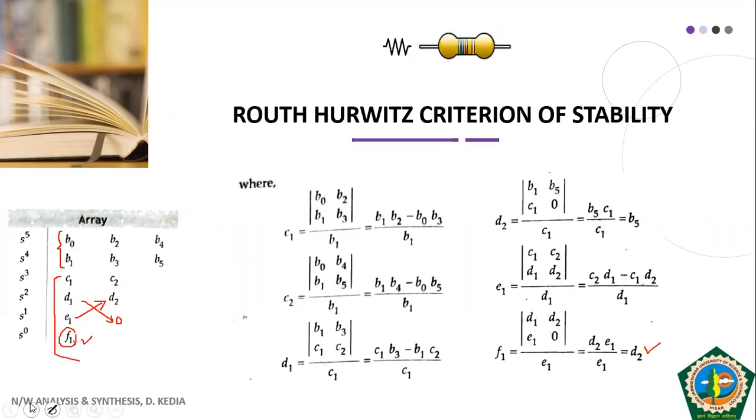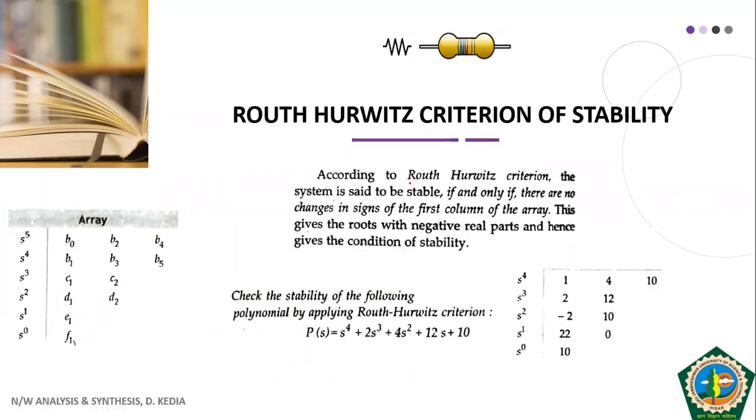So let us move forward. According to the Routh-Hurwitz criteria, the system is said to be stable, mind this thing, if and only if there are no changes in the signs of the first column of the array. So whatever coefficients you will be developing in this array, that is B0, B1, C1, D1, E1, F1, only the first column. The coefficients in the first column should not have any sign change.